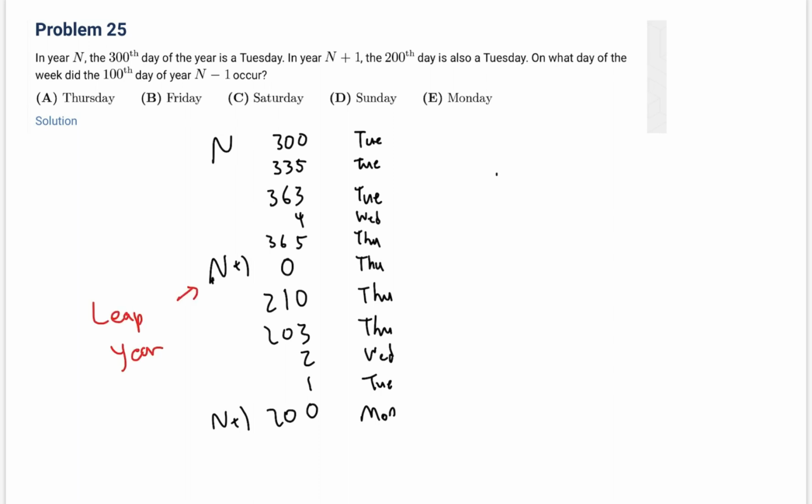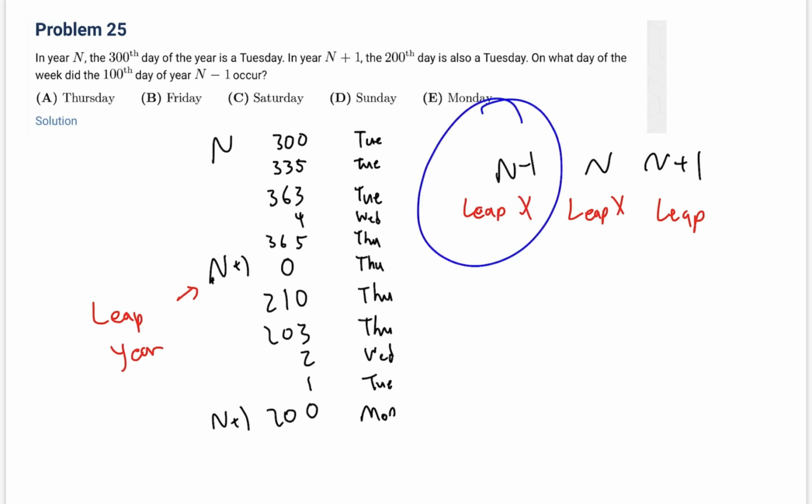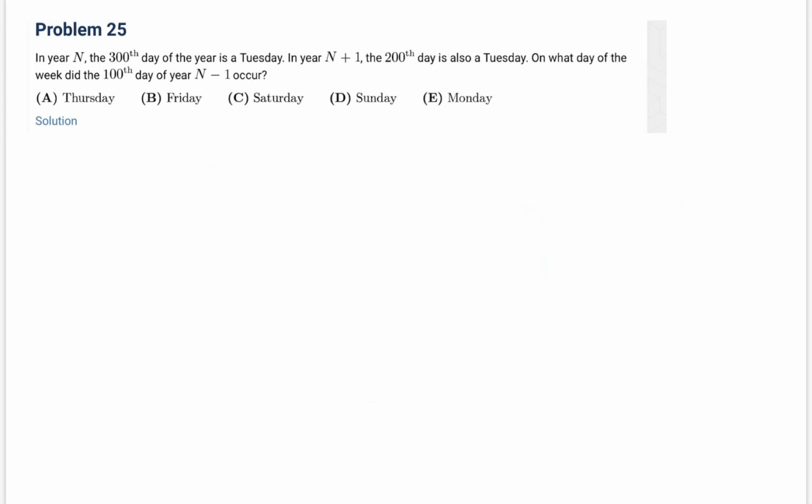So if there's year n minus 1 and n plus 1, we all know that leap years occur every 4 years, right? So if n plus 1 is a leap year, then n is not a leap year, and n minus 1 is also not a leap year. So we now have to use this fact that n plus 1 is a leap year, and neither n nor n minus 1 is. So if we erase it all and put it again, what day of the week did the 100th day of year n minus 1 occur? So let's come back to this one.